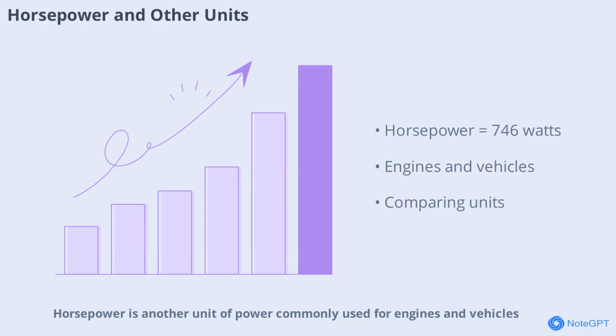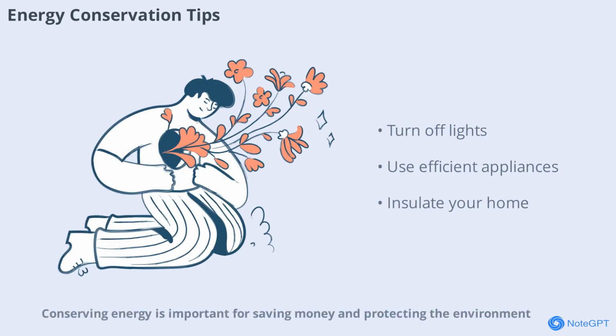Horsepower is another unit of power commonly used for engines and vehicles. 1 horsepower equals about 746 watts. Understanding different units of power helps you compare machines and vehicles from around the world, making you a more informed consumer and student.